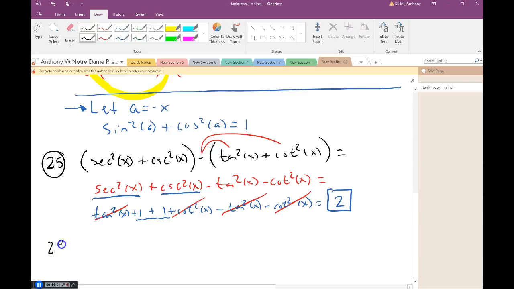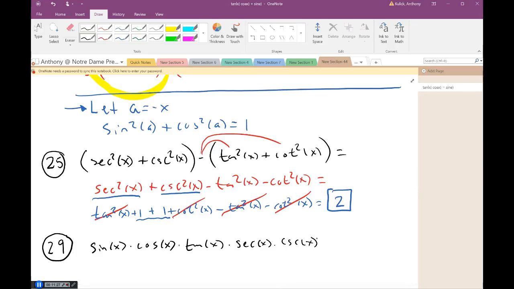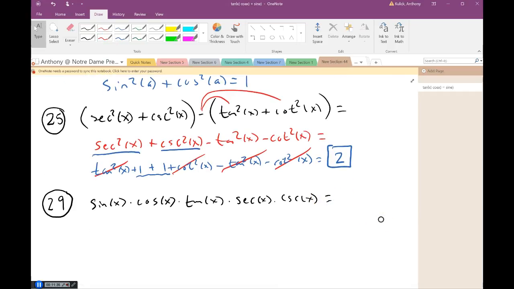Skipping 27 and going to 29, we have sine x times cosine x times tangent x times secant x times cosecant x. Jeepers creepers! There's a lot of things here. What do you guys think I should do first? Yeah, I love that idea. That's what I would do.